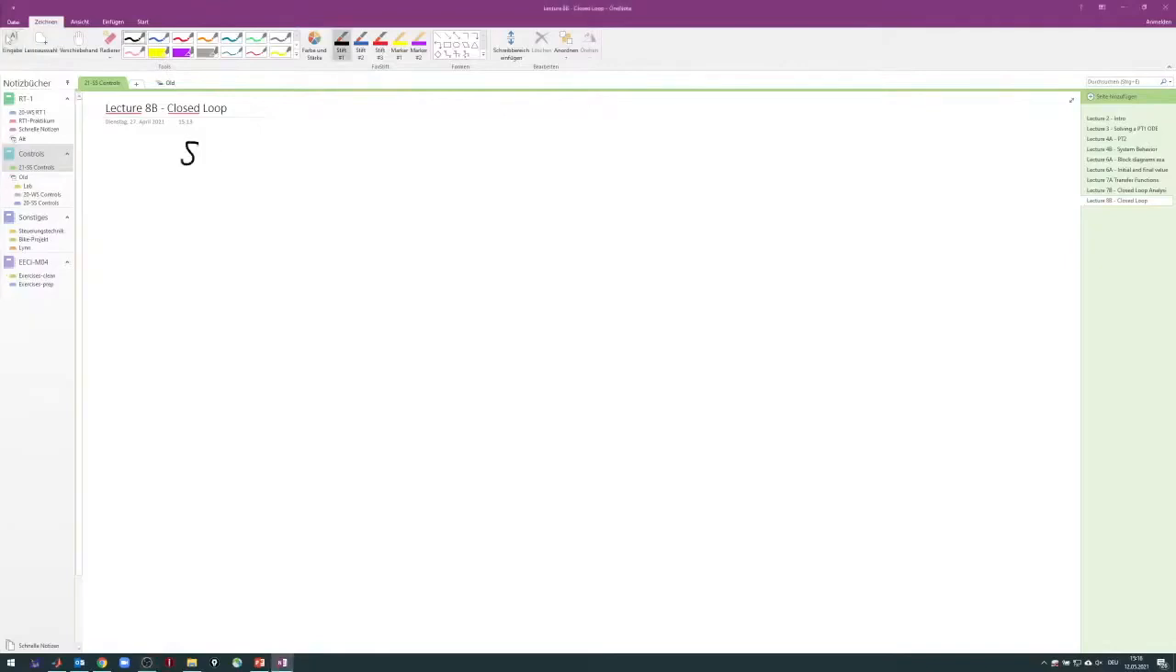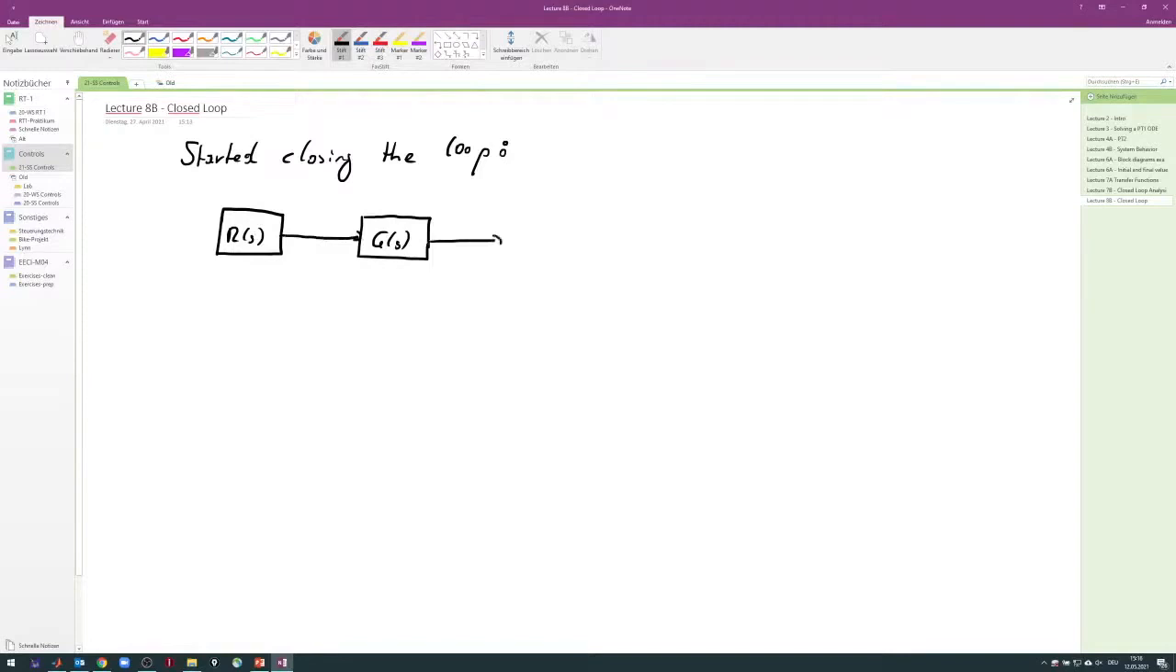So we started closing the loop, right? And I just want to take a couple of minutes to look at what that actually means in terms of system dynamics. We have a system G of S, and we said we're going to design a controller R of S. And we have an output, and we have a reference, a control error, and a control input.